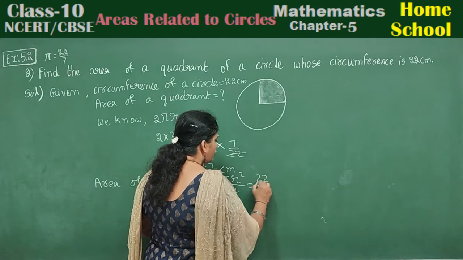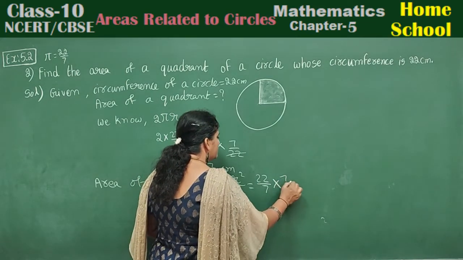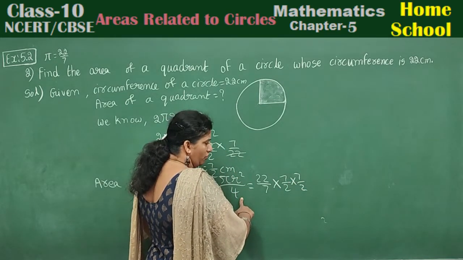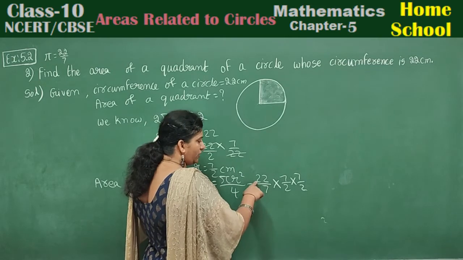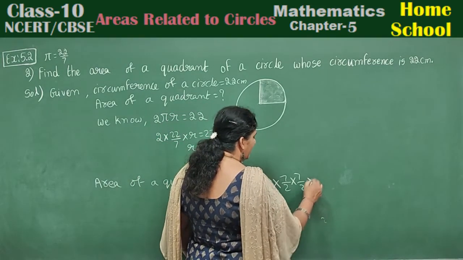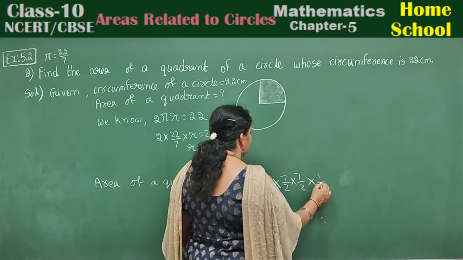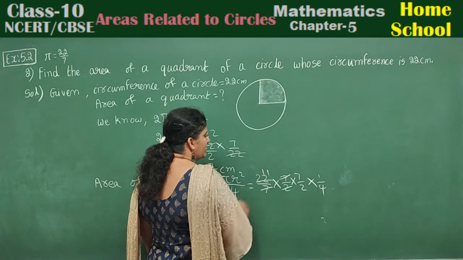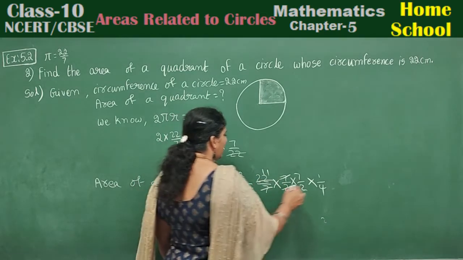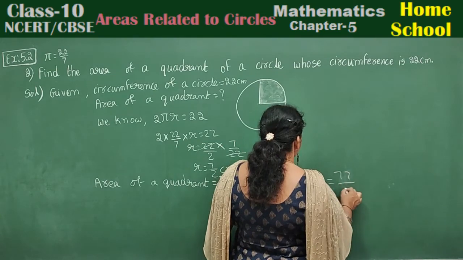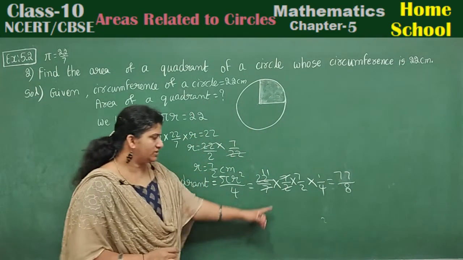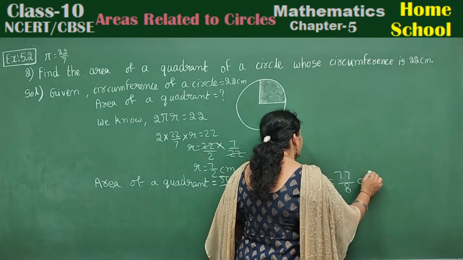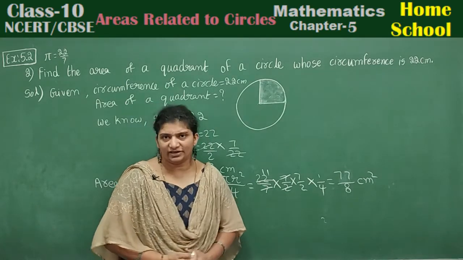Pi is 22 by 7, r square is 7 by 2 into 7 by 2, whole divided by 4. So this 4, do the reciprocal and bring it to the numerator and multiply. 1 by 4 it becomes. 7 cancels. 2 11s are 22. Finally, you are left with 11 7s are 77 by 8, 4 2s are 8. 77 by 8 centimeter square is your area of a quadrant.